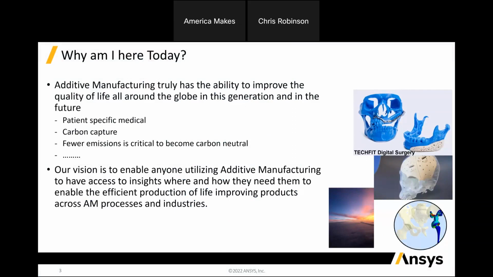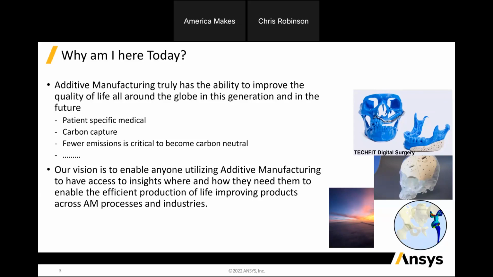Just a couple of examples of what I'm talking about there. We've got specific medical applications. We look at sustainability, carbon capture, and obviously, there's a lot of push right now, lots of valid push for fewer emissions, which is critical to becoming carbon neutral. Many companies have that target of 2050 becoming totally carbon neutral. Additive manufacturing is definitely a way to achieve that, as well as so many other applications that are life improving.